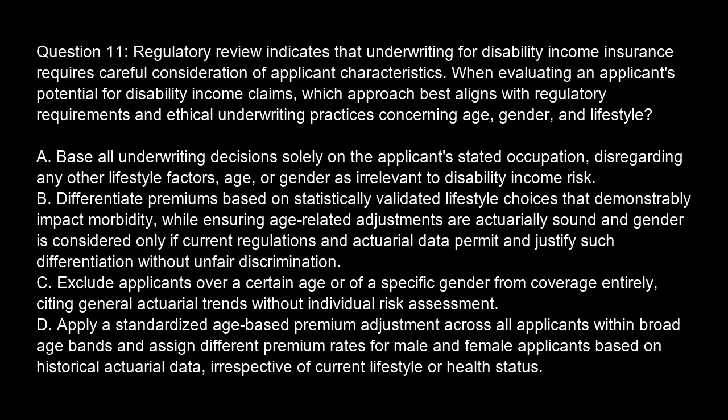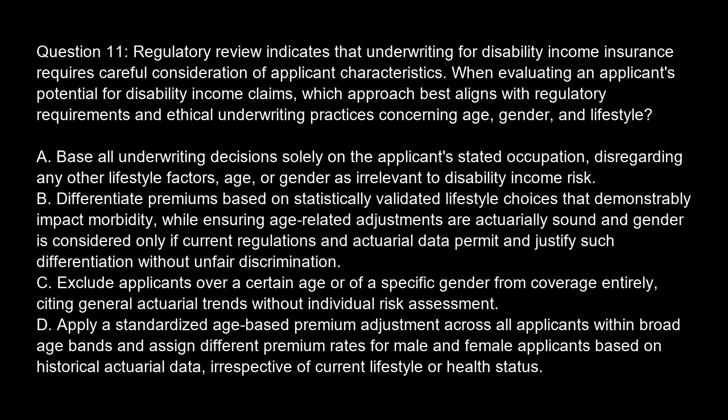Question 11. Regulatory review indicates that underwriting for disability income insurance requires careful consideration of applicant characteristics. When evaluating an applicant's potential for disability income claims, which approach best aligns with regulatory requirements and ethical underwriting practices concerning age, gender, and lifestyle? Option A. Base all underwriting decisions solely on the applicant's stated occupation, disregarding any other lifestyle factors, age, or gender as irrelevant to disability income risk.